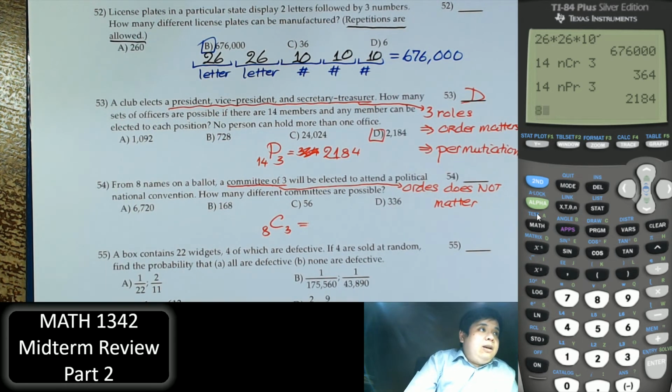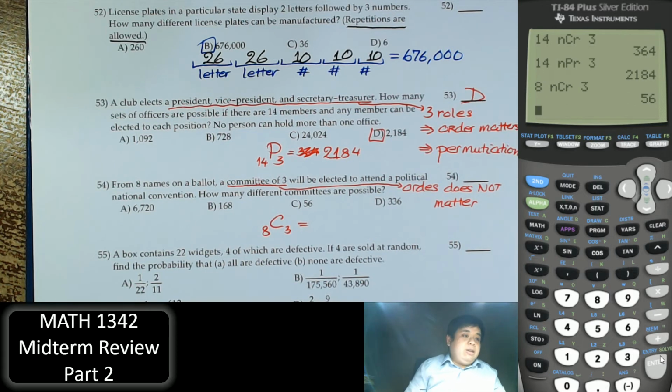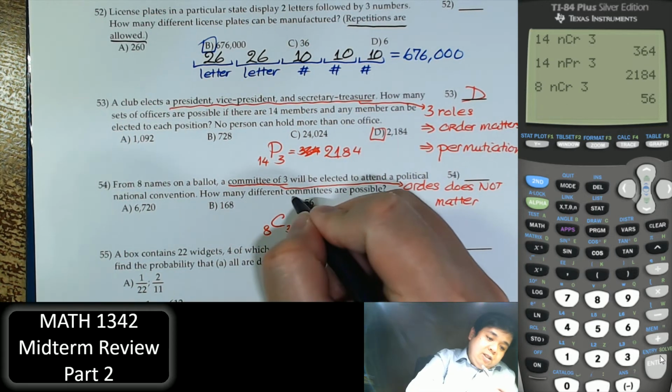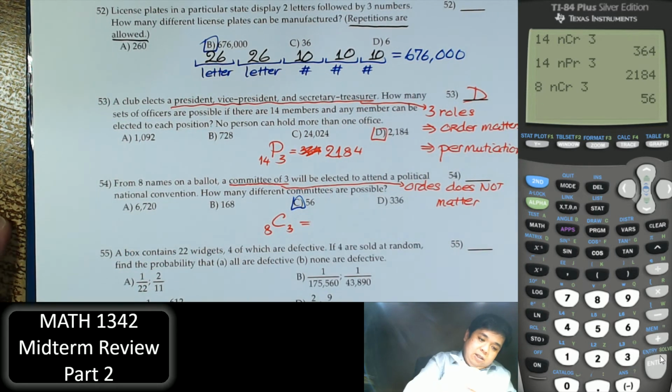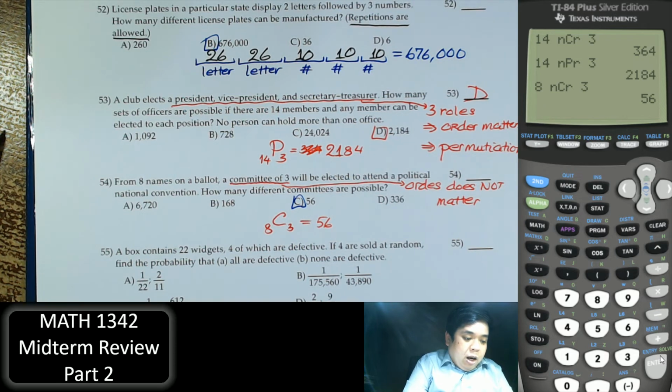And 8 math, probability, option number 3 of 3, right? 56. Right. Next, a box contains 22 widgets.